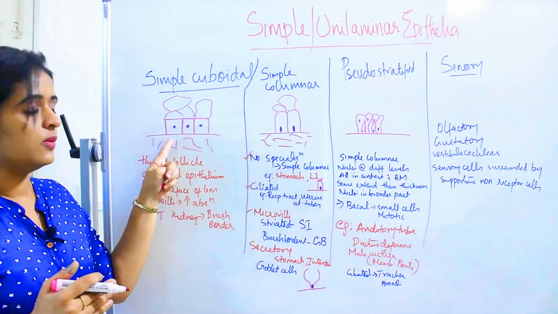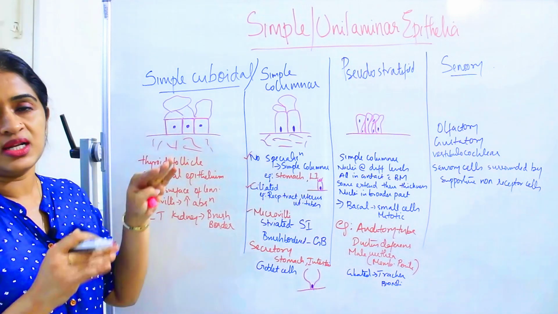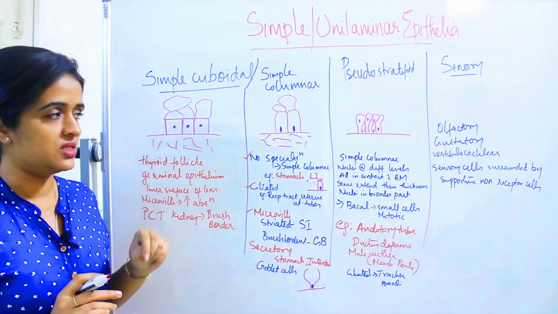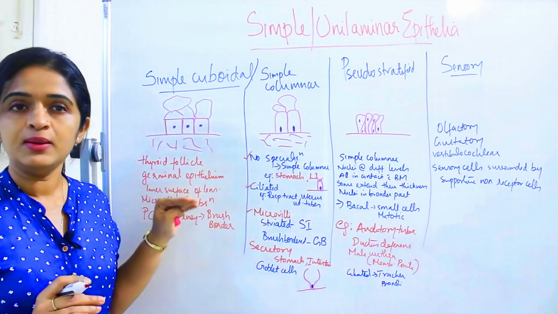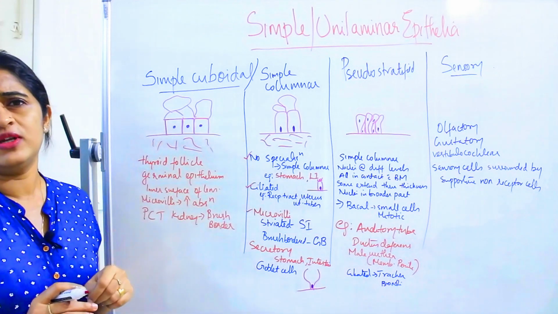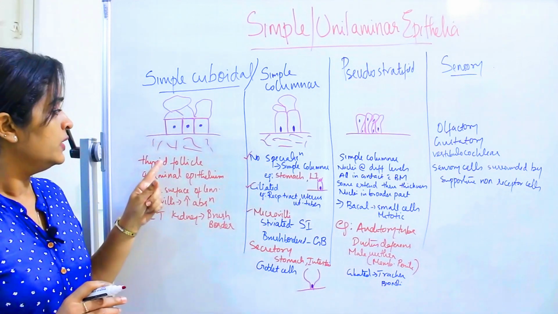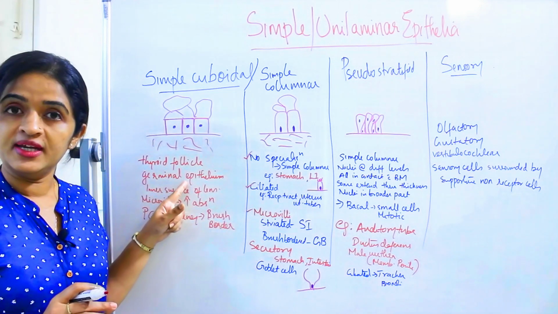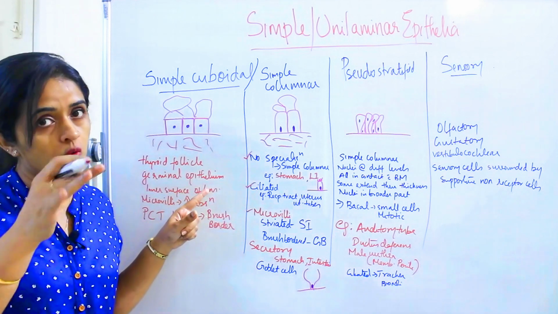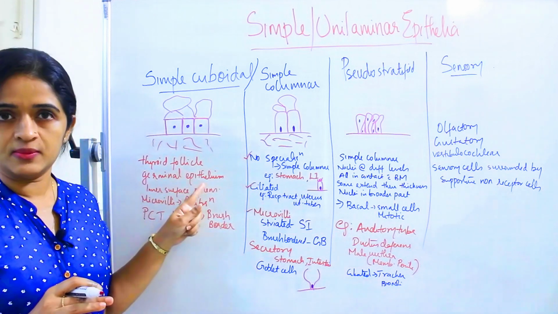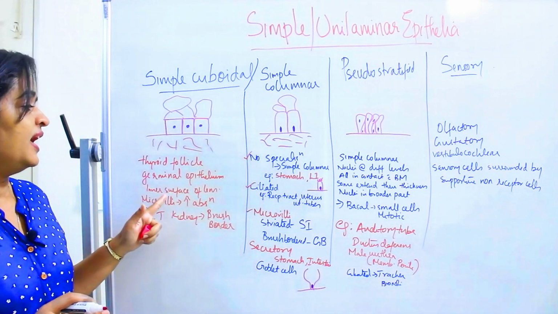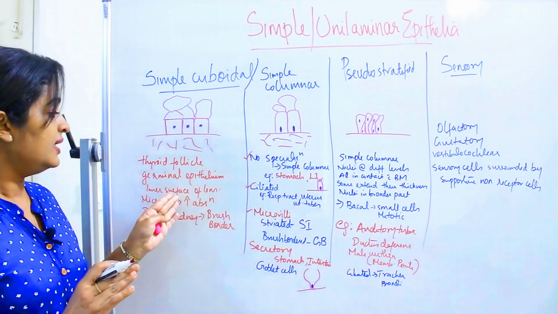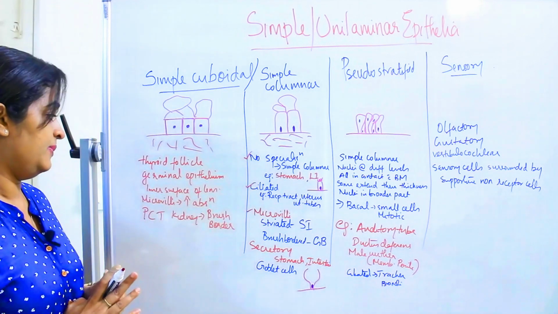In cuboidal, you can see that the height of the cell as well as the width of the cell are almost the same, and you have the nucleus in the center, and these cells are resting on the basement membrane. So where will you get this type of cuboidal epithelium? You will get it lining the thyroid follicles. Germinal epithelium, the surface epithelium of the ovary, is again cuboidal. And the inner surface of the lens: the lens has an outer and inner surface, and on the inner surface you again get cuboidal epithelium.